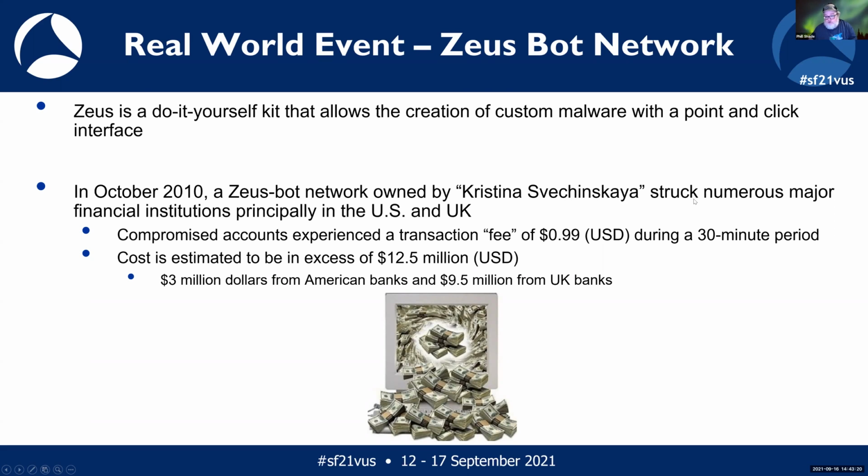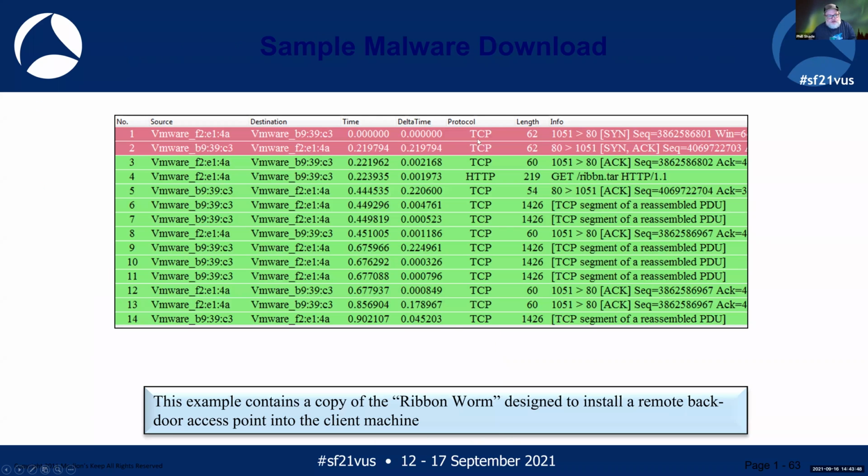A Russian hacker used Zbots back in 2010. And what they did is their network stole about $12.5 million, 3 million of it from the US, 9.5 million from the UK. But they did it by removing 99 cents from each account. So you can do the math to get 99 cents to add up to $12.5 million. You can figure out just how many accounts they hit. There again, ribbon.tar.